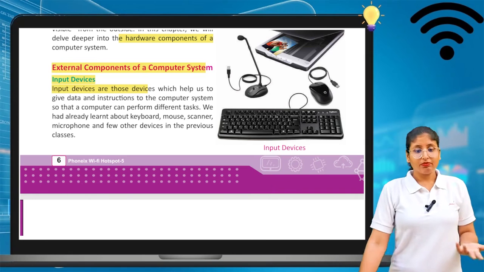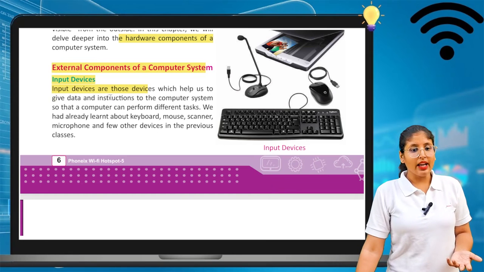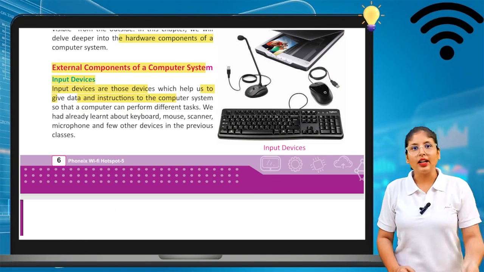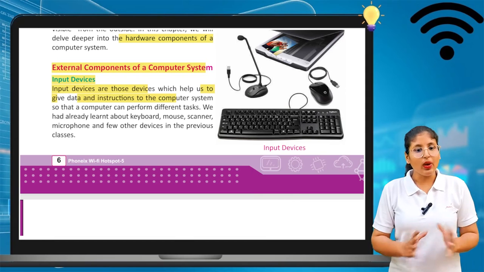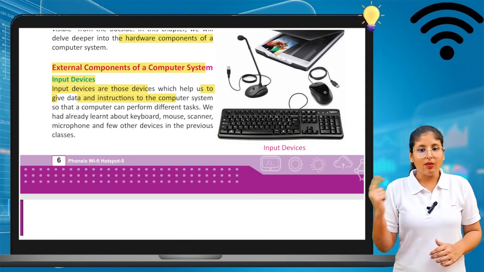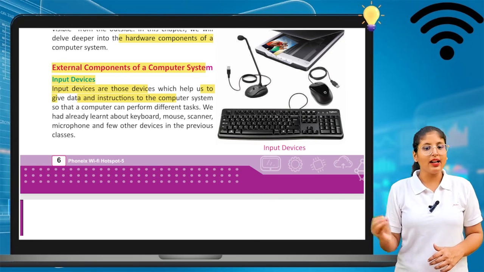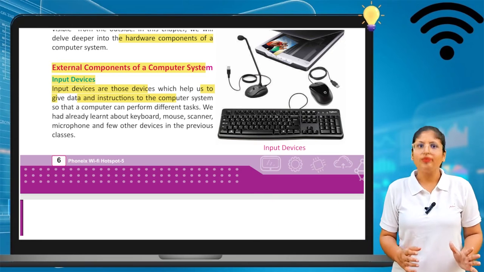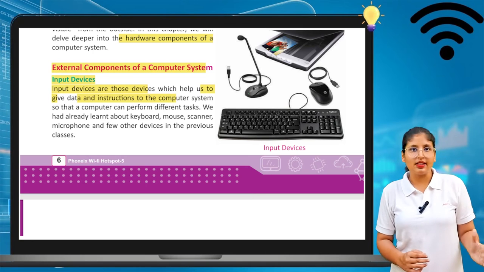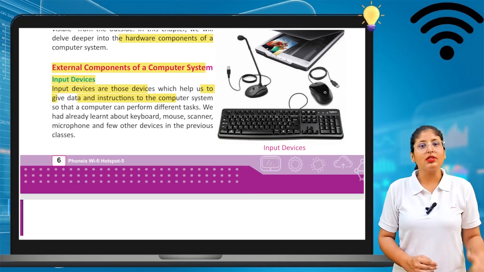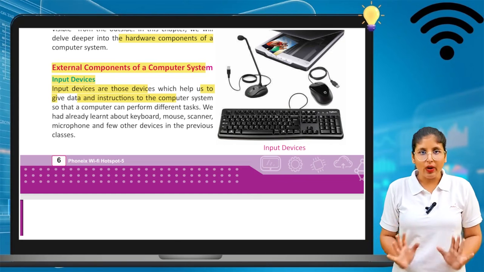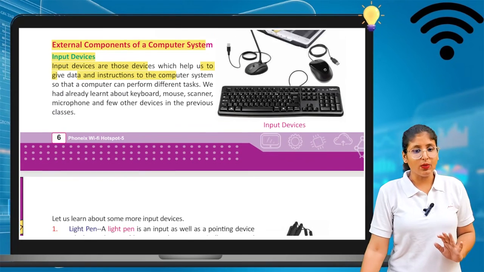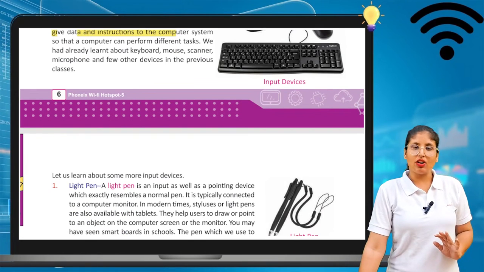They help us to give data and instructions to the computer. What do input devices help with? They give data to the computer so that the computer can work properly. We have already learned about keyboard, mouse, scanner, microphone and a few other devices in the previous class. Yes, in class 4th, we already discussed input devices such as the keyboard and the mouse, because they help us to fill data into the computer. With the help of input devices, we can enter data or instructions into the computer.